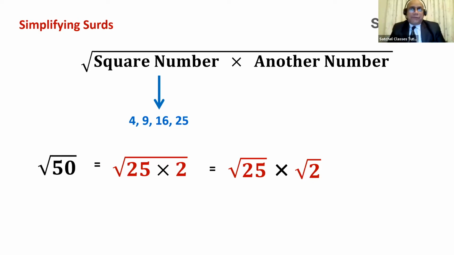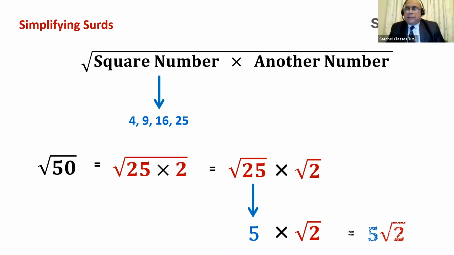What's square root of 25? Square root of 25 is 5. And square root of 2 is a surd, so we cannot split that, and we write it as it is. So finally, what we get is 5 multiplied by square root of 2, which is 5 root 2. And that's your simplified form. So square root of 50 can be written as 5 root 2. That's what is called simplifying a surd. We started with square root of 50 and ended up at 5 root 2.